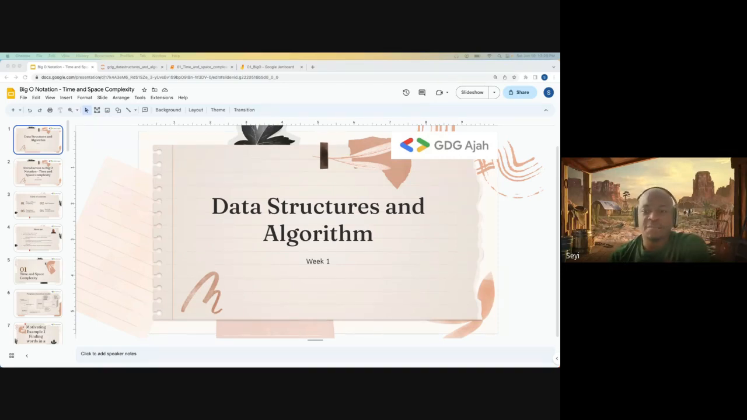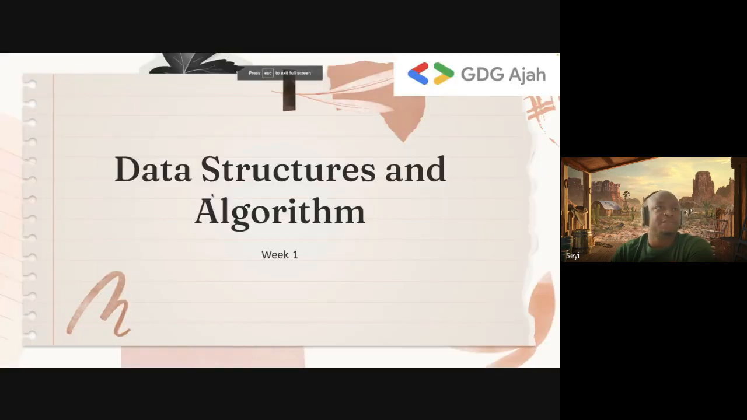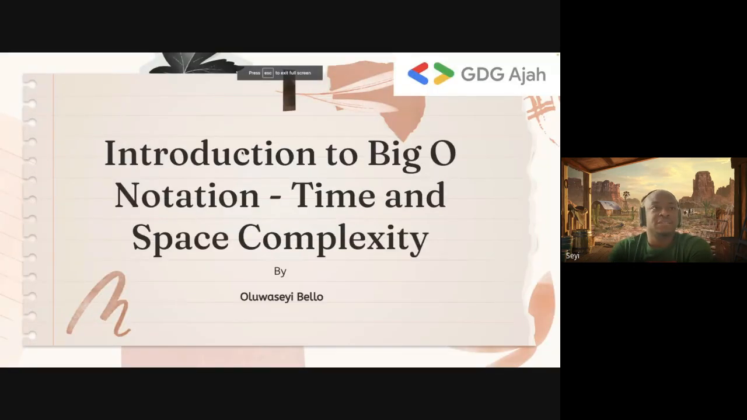So I'm going to be taking the second portion, and that has to do with big O notation and time and space complexity.